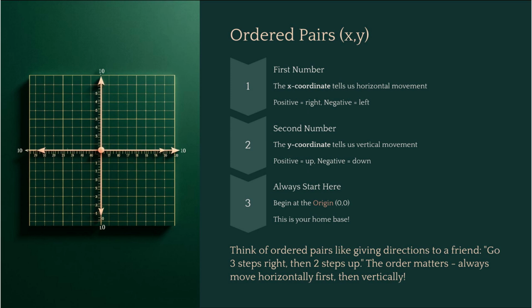An ordered pair, (x, y), tells you exactly how to get from the origin to your point. The x-coordinate is always first, telling you to move horizontally, either left or right. The y-coordinate is always second, telling you to move vertically, either up or down. You must always start at the origin and move horizontally before moving vertically to correctly plot your point.